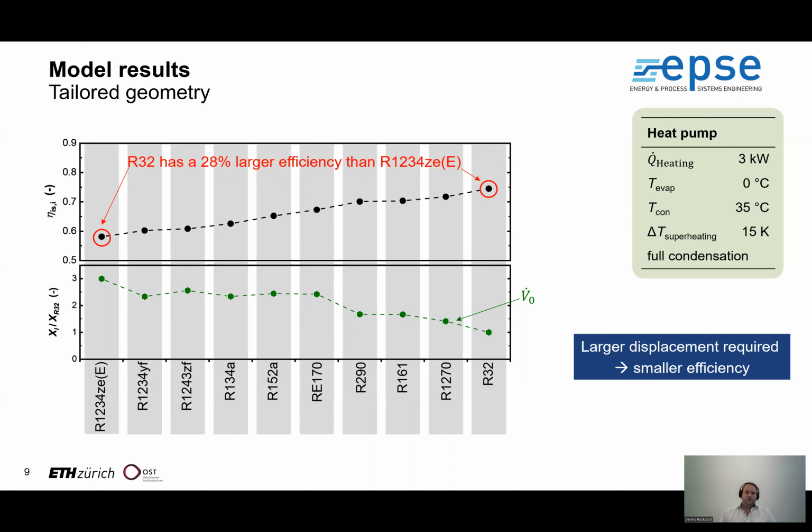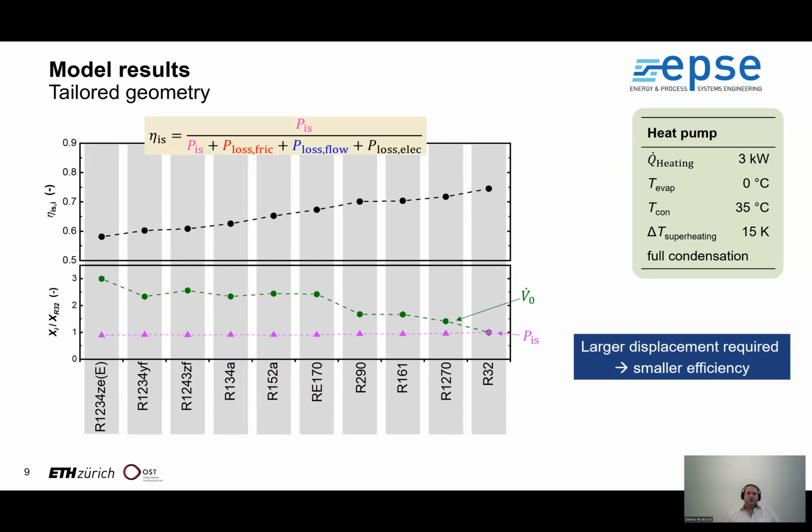So why is that? To analyze that, we must remember the definition of the isentropic efficiency used in our model, and it depends on the isentropic power, of course, and the loss power. So the isentropic power drawn here is nearly constant for all refrigerants, but the friction power and also the flow loss power strongly differ, what you can see here by the blue and red values.